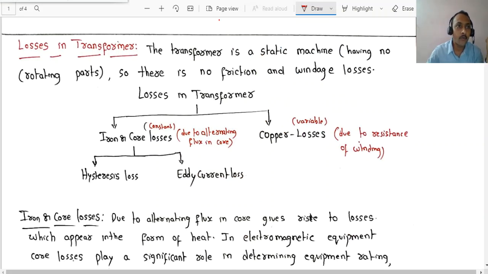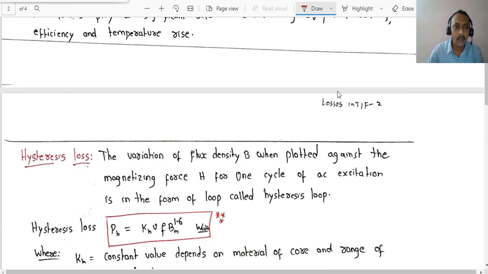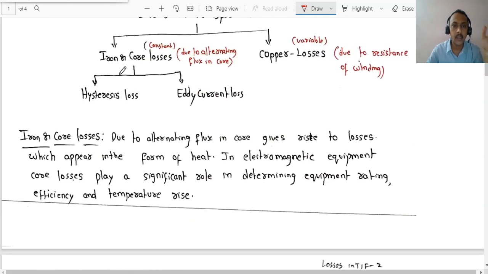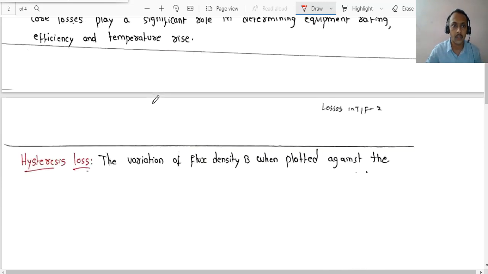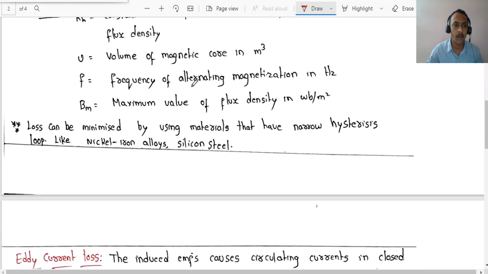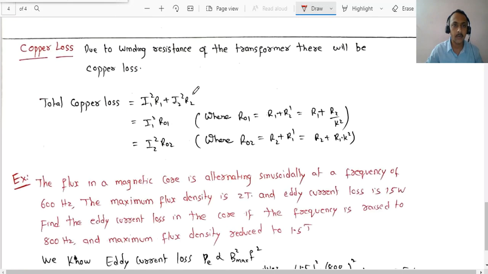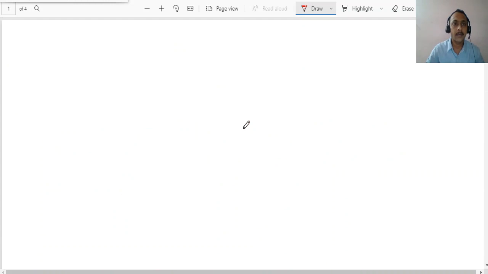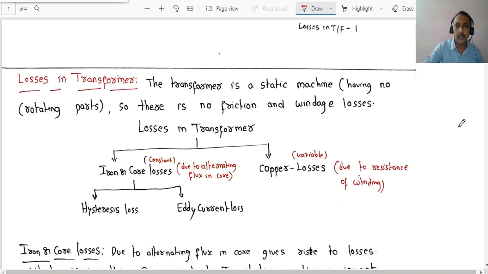In this video, we are going to discuss the losses in a transformer. What are the different losses we are having? Iron or core losses and copper losses, and again this iron or core loss gets subdivided into hysteresis loss and eddy current loss. All those things we will see, and their formulas, and also we will discuss one small example on this topic.